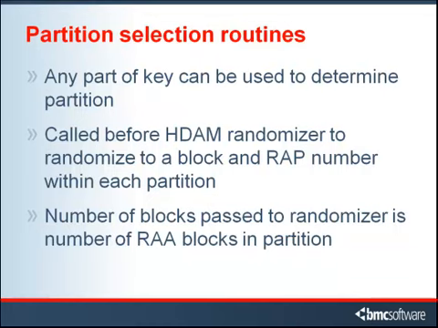The partition selection routine is called before the HDAM randomizer to randomize to a block and wrap number within each partition. The number of blocks passed to the randomizer is the number of root addressable area blocks in the partition selected.